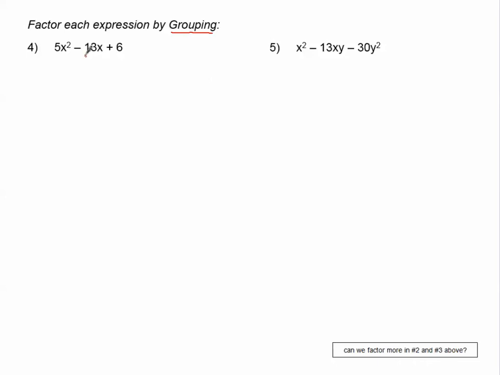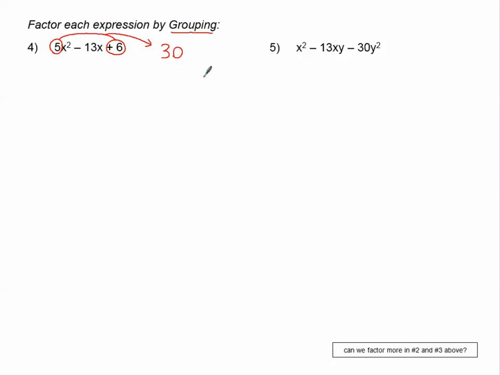What we need to do is make this middle term split into 2 other terms so that we have 4 total terms. And this is how we're going to do that. We're going to take the first coefficient, which is 5. We're going to take the last coefficient, which is 6. We're going to multiply those two numbers together, and we're going to get positive 30.